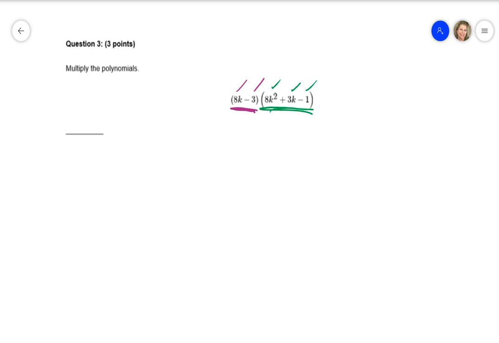Well, whenever you multiply a binomial times a trinomial, or a trinomial times a trinomial, you're going to use the distributive property. And what you're going to do is you're going to take this 8k and you're going to distribute it to each term inside the trinomial.